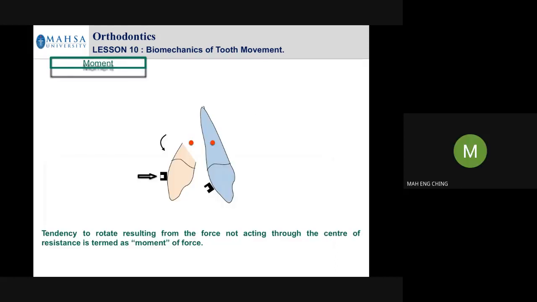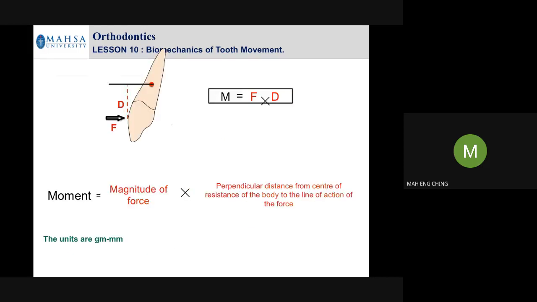So moment is a bit different. The tendency to rotate resulting from a force not acting through the central resistance is termed a moment of force. Like I said before, if you apply the force above or below the central resistance, it causes tipping or rotation. That's what we call the moment. In short, a moment involves the magnitude of force and a distance from the central resistance. So moment means the magnitude of force times the perpendicular distance from the central resistance of the body to the line of action of the force.